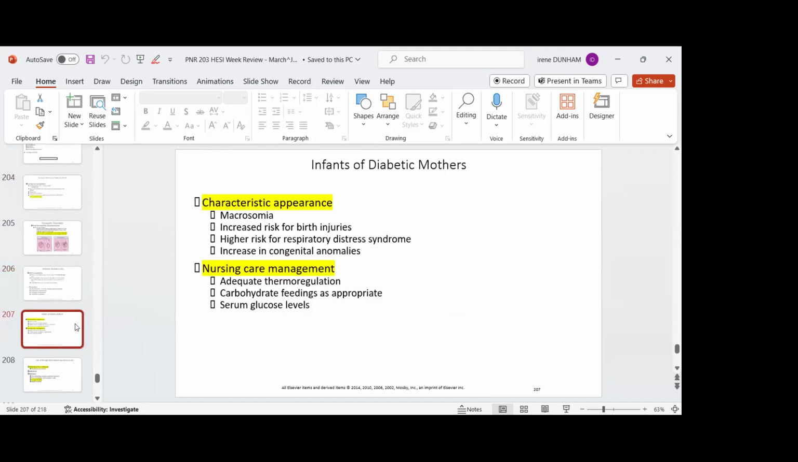All right, let's skip down here. Infants of diabetic moms, you may have a macrosomic baby, with increased risk for birth injuries. Yeah, they're big babies. They have a higher risk of respiratory distress syndrome, and remember I said type 1 diabetic, there is a high risk for congenital anomalies. Nursing care management: adequate thermal regulation. Keep these babies warm. They might need some carbohydrate feedings if appropriate. It's all according to their glucose. You don't want the glucose to ever go down.